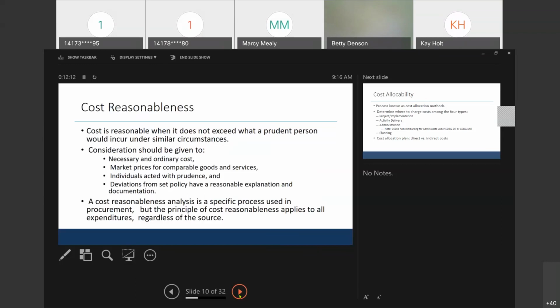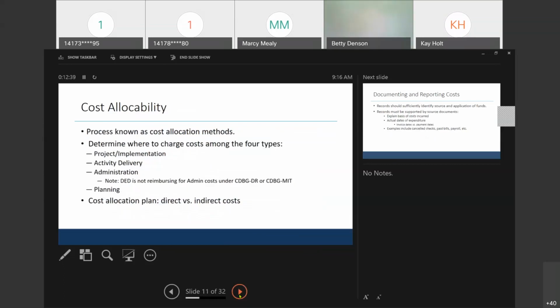The principles of cost reasonableness apply to all expenditures regardless of the source. So the idea is that if $1 of CDBG money is involved, then even if other funding sources are slated to pick up the tab for a specific activity, we must consider that cost reasonableness analysis. And we do have more specific details on the cost reasonableness analysis. Right now you're just anticipating these costs.